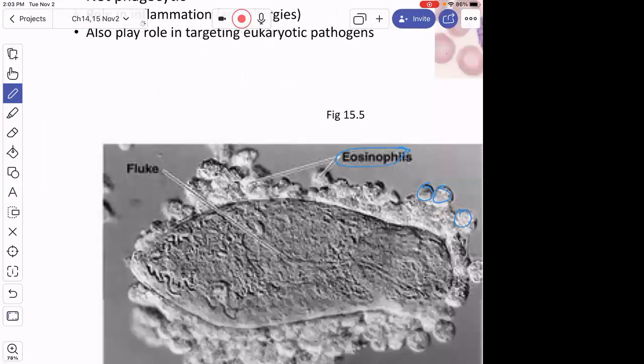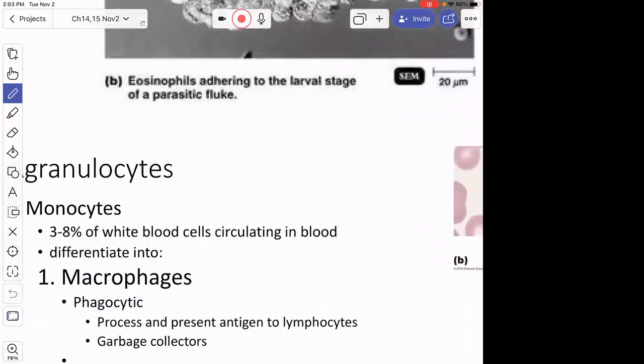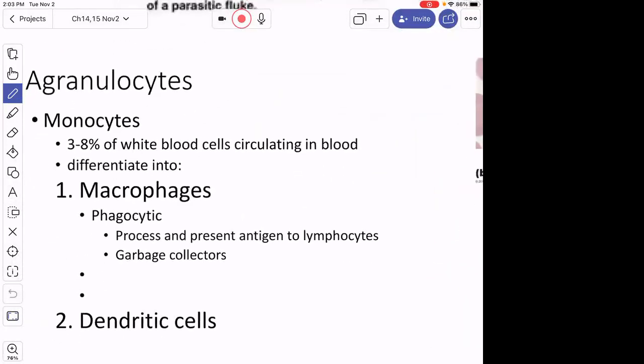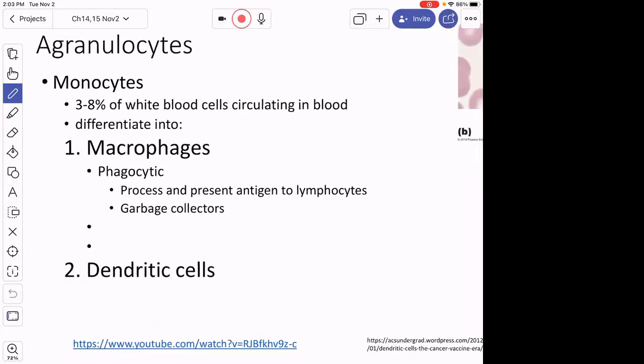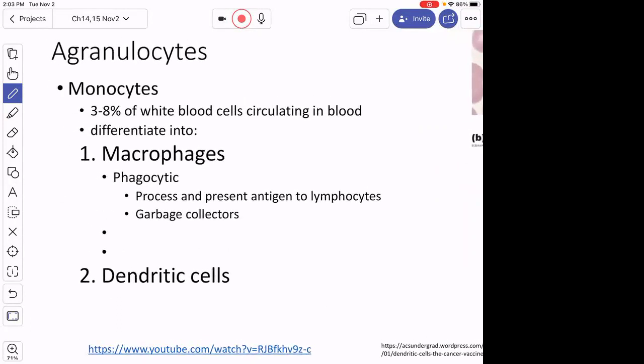All right. And then moving on to the agranulocytes. These are monocytes and lymphocytes. So I'll start with the monocytes first. A pretty good percentage of white blood cells are circulating, or some of them. Again, like I said, they differentiate into macrophages and dendritic cells.